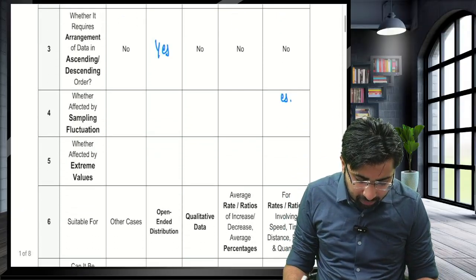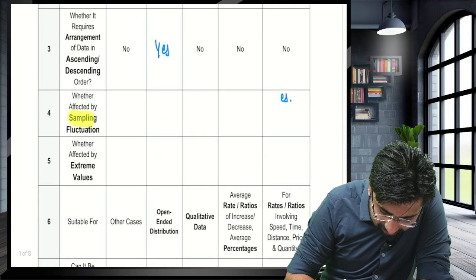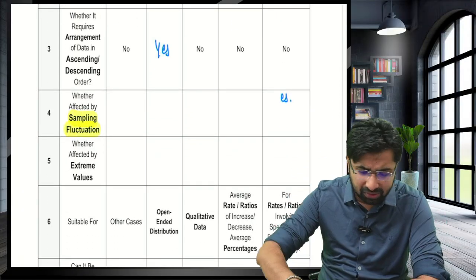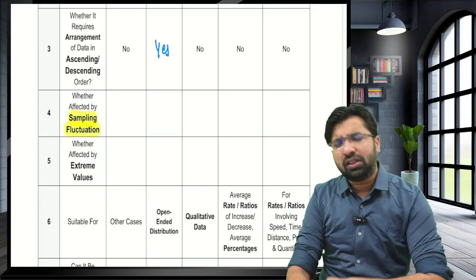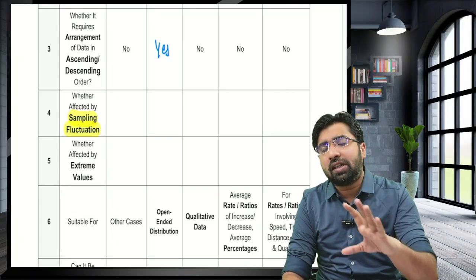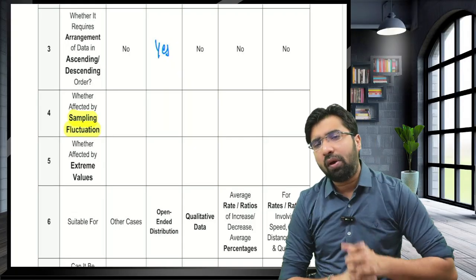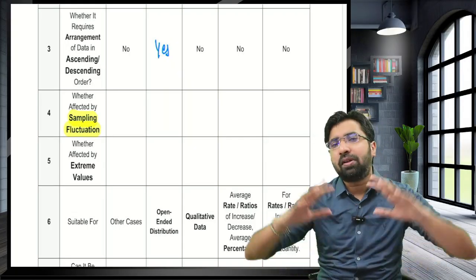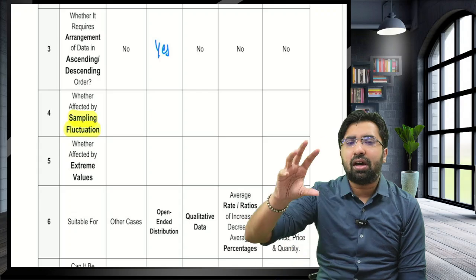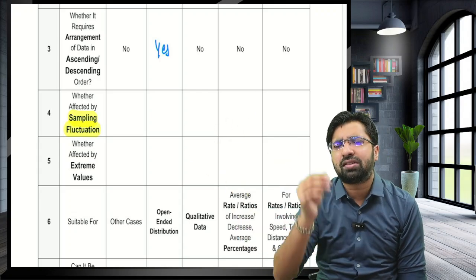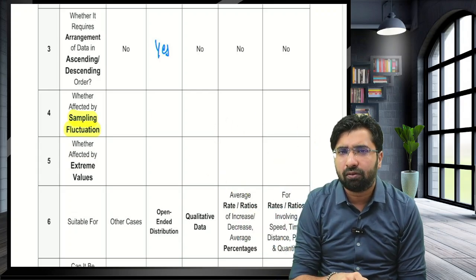Guys, now, whether it is affected by sampling fluctuation. See, guys, all the measures are always affected, whether it is mean or mode, always affected by sampling fluctuation. What I mean to say is, see, for example, there are 100 students. I will take the arithmetic mean for the 100 students. For example, it comes out to be 85.